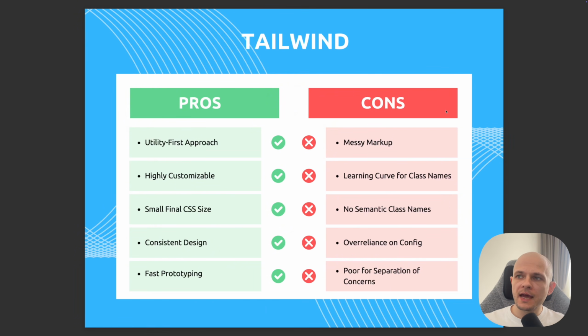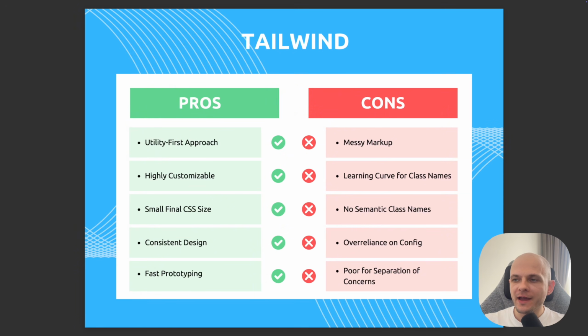Talking about cons, it has messy markup, which significantly decreases the readability of the code. Also, it has a learning curve for class names, so to be able to build something, you definitely at the beginning need to refer to the Tailwind website and documentation to get the proper classes. It doesn't have semantic class names, which again decreases the readability and maintainability of the code.